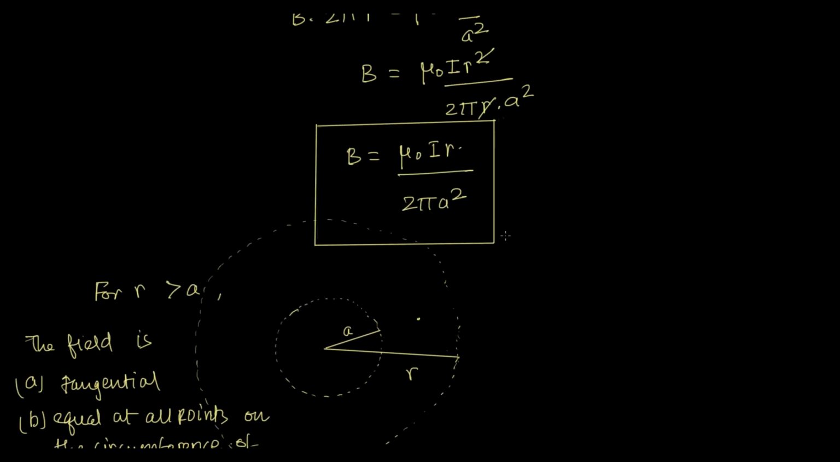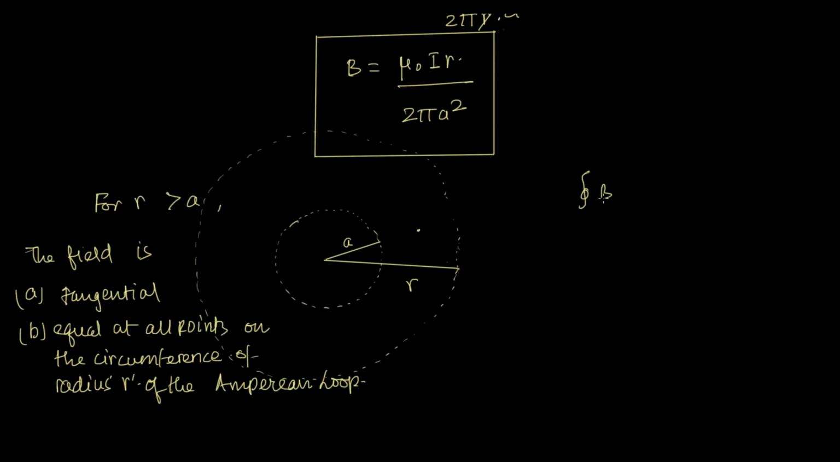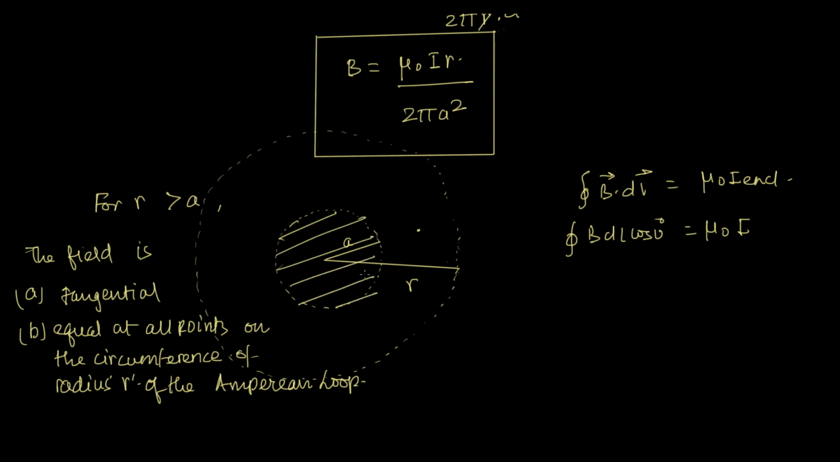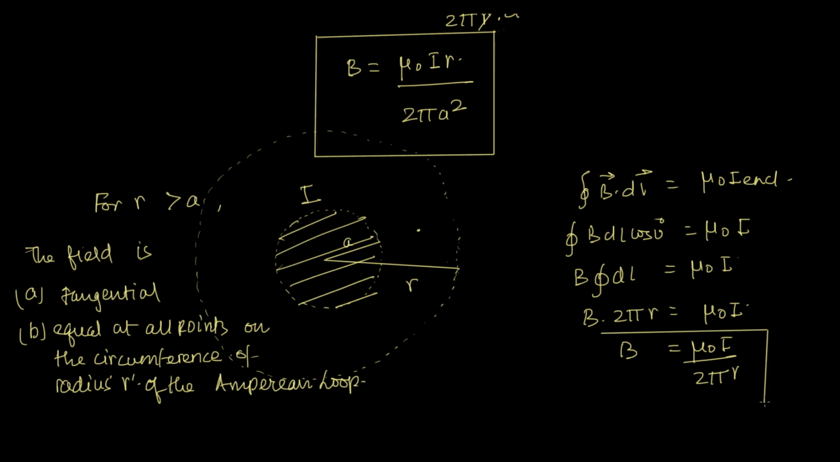Now what happens to the B dot dl? Let's try to see that. B dot dl is mu naught into I enclosed, which is B into dl into cos 0 degrees, equal to mu naught into I. Now it encloses the full current being carried by this whole wire, so the I enclosed here is I itself. B remaining a constant, cos 0 being 1, B comes out, dl is there, this is mu naught into I, so B into 2 pi R is mu naught I, so B is equal to mu naught I upon 2 pi R. So this is when you are outside the wire.